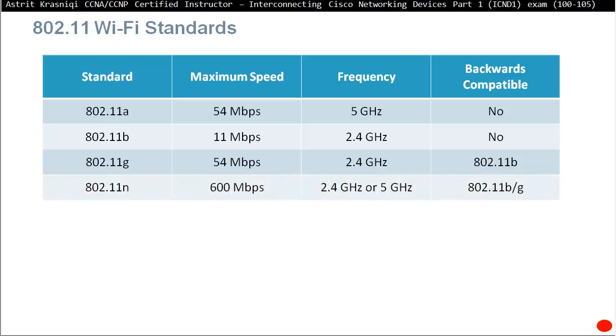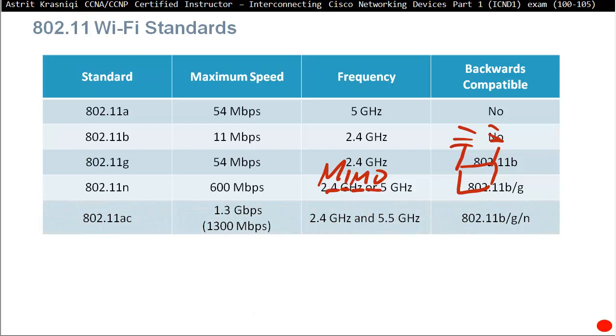Then we have 802.11n. The maximum speed has now increased to 600 megabits per second, and it can use both frequencies, 2.4 and 5 gigahertz. We have to remember that from standard N, we have something called MIMO, multiple input, multiple output. Until then, devices and APs had only one antenna. From standard N, they can use two or more antennas.